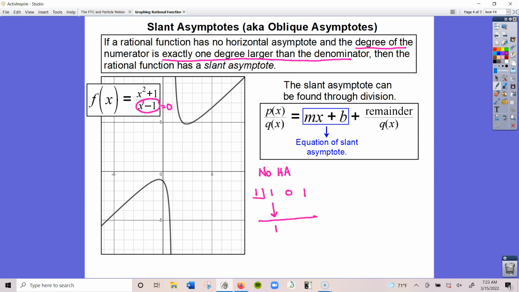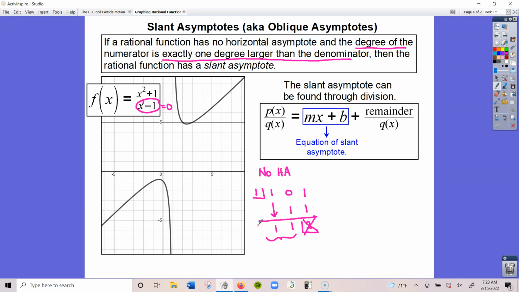Bring down the 1, 1 times 1 is 1, 0 plus 1 is 1, times 1 is 1, and then we get a remainder of 2. When you're finding the slant, the remainder does not matter. This is going to be the equation of the slant.